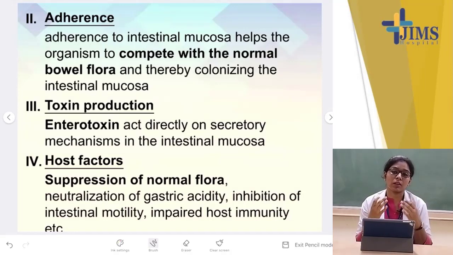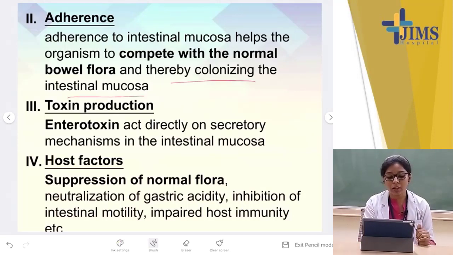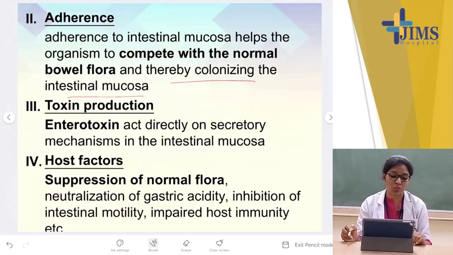Next, once the bacteria or the virus or the parasite has invaded, or rather it is in a sufficient quantity, it will have the tendency to get itself attached onto the host's body. So that is what you call adherence. Now it will adhere with the help of special adherence structures which are present in the particular etiological agent. It does so by competing with the normal bowel flora and thereby colonizing the intestinal mucosa.